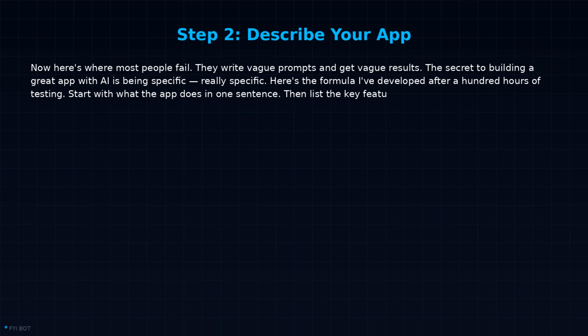See the difference? The first prompt would give you a generic checklist. The second prompt gives you a real product. And here's the thing that blew my mind when I first tried Lovable: with a prompt like that, you get a working app in about 11 minutes.